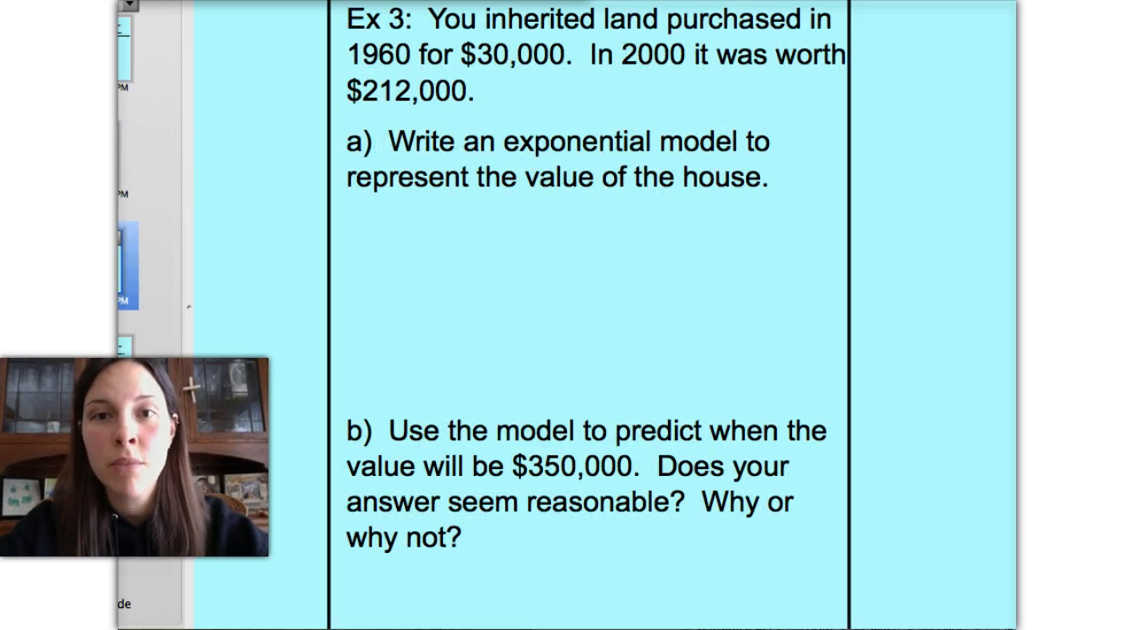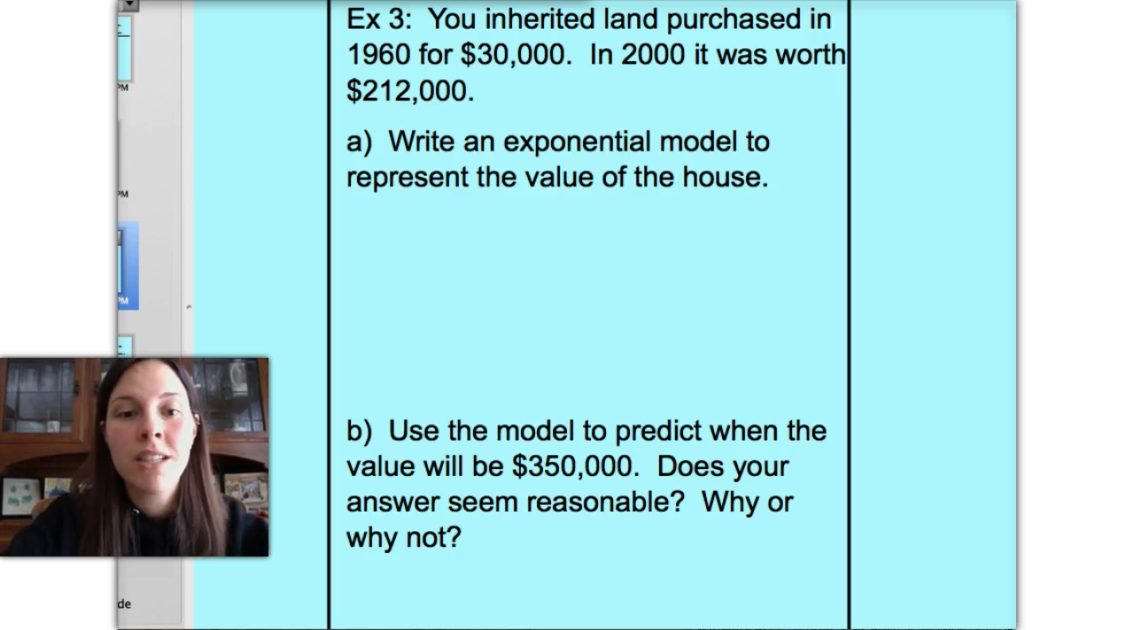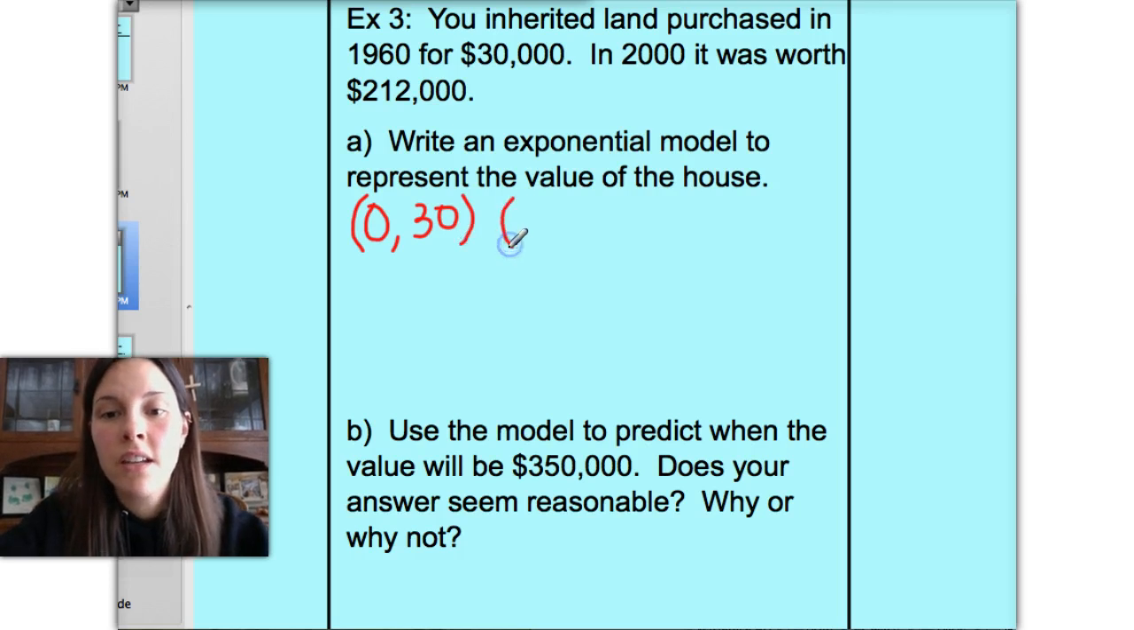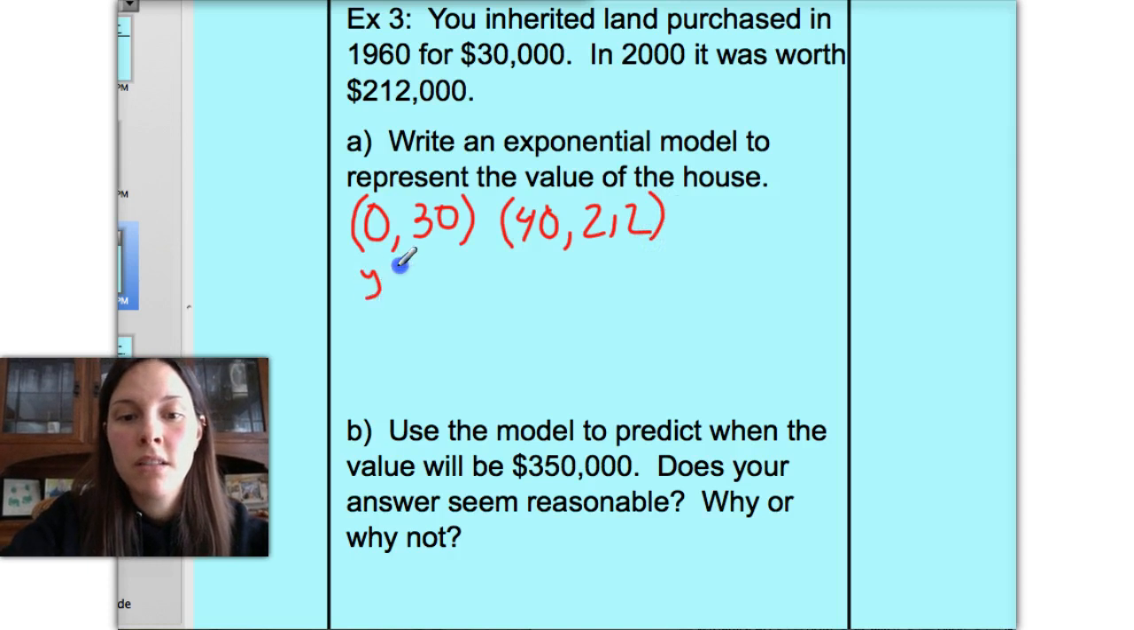All right, last example. This time we're looking at land that has grown in value. Same thing to set up the model. I am going to start with 1960 as my initial amount, so I'm going to call that year 0. And I'm also going to make the numbers smaller, use my y values in thousands. So year 0 was worth 30,000, and then 2000, of course, is 40 years later, and it was worth 212,000.